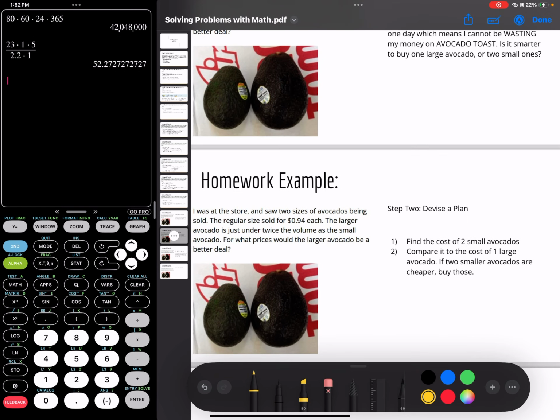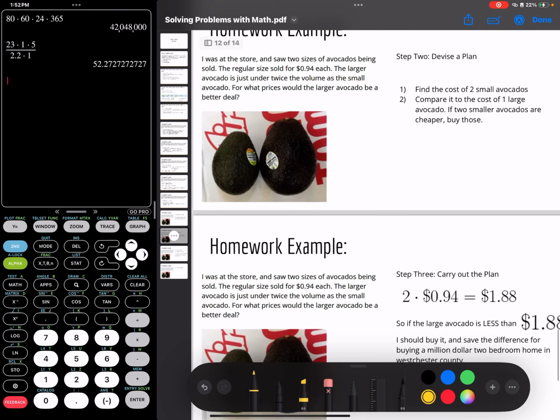So I have to figure out a plan. What I'm going to do is figure out the cost of the 2 small avocados. And then I'm going to compare that to the cost of the large avocado. So if 2 small avocados are cheaper and they're about the same volume, then it's better to buy the 2 small avocados. We're assuming here they're all perfectly ripe, okay? And they're delicious and ready to roll. So let's go ahead and see if this works out.